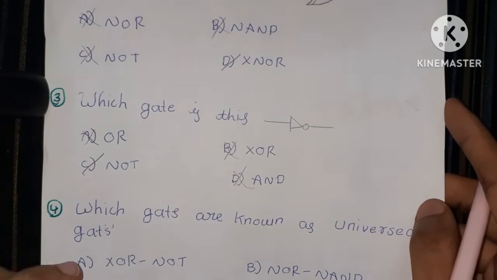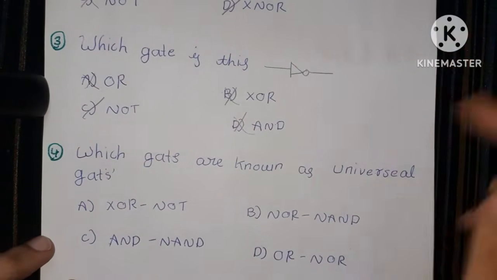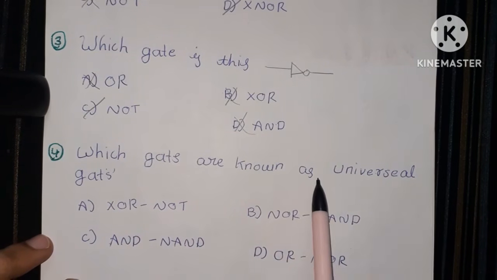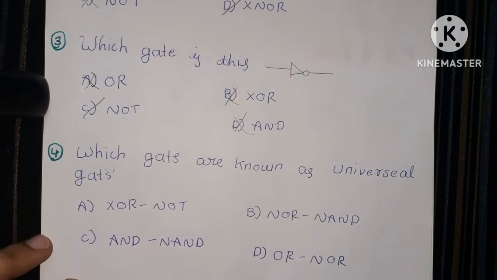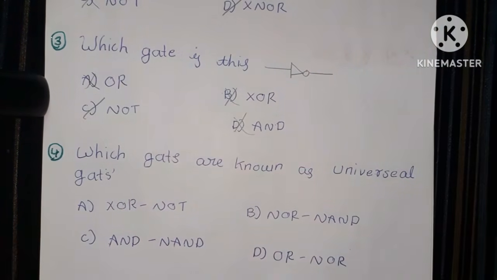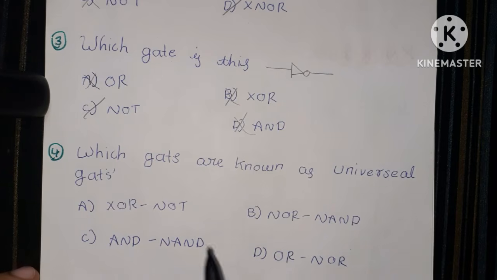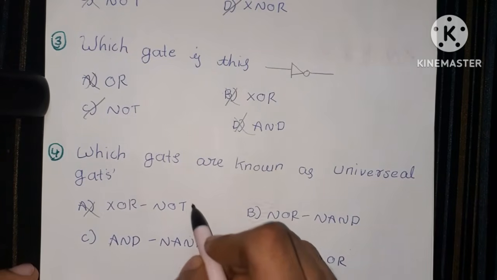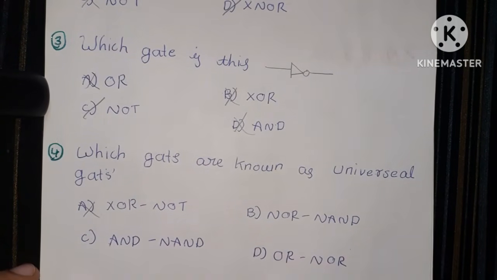Okay, next question. Which gates are known as universal gates? I have explained this just before the problem solving. Which gates are known as universal gates? See, first option, NOR gate and NOT gate. Definitely not here, because there is a NOT gate here. This is not going to be the answer.